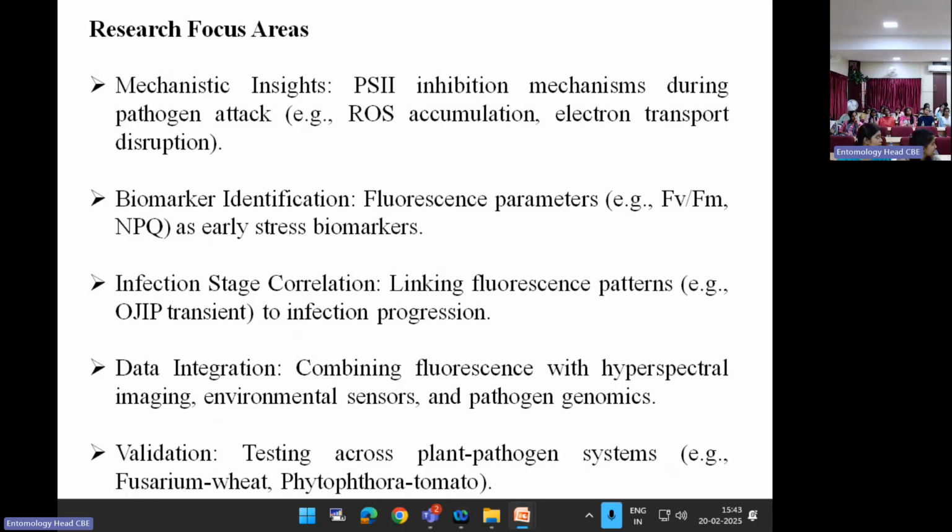data with hyperspectral, which gathers data in wavelengths other than fluorescence, that is radio wavelengths and higher wavelengths in the electromagnetic spectrum, and how environmental sensors can be used, and further pathogen genomics. Then validation will be the next step, where we test across pathogen symptoms, for example, these are examples we can test across, and how the ground truthing really correlates with our parametric assessment in fluorescence.